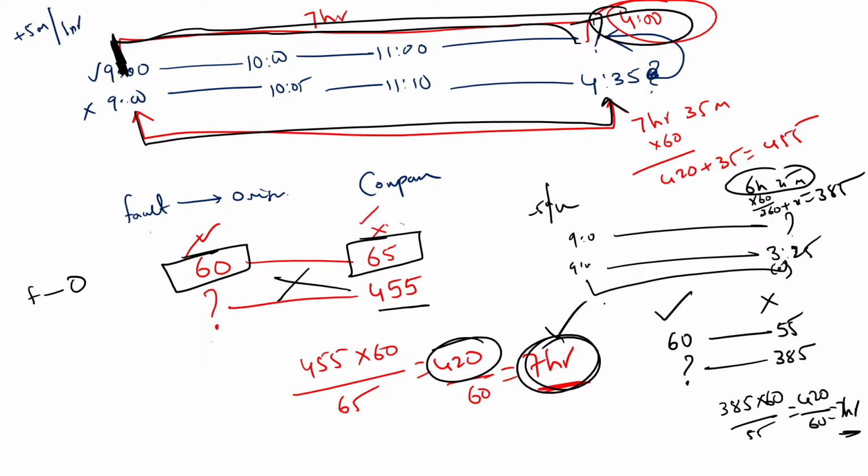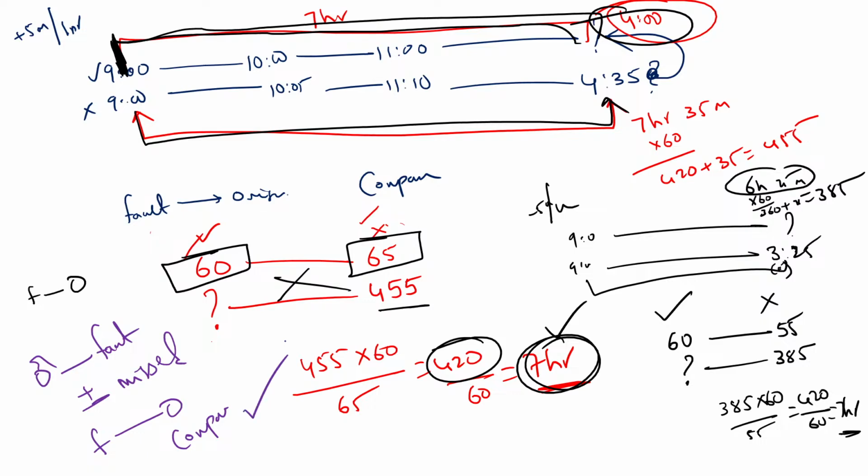Similarly for a losing case. I am going to repeat one last time. If it is original clock to faulty clock, you are going to add or subtract the missed time. But if it is from faulty clock to original clock, you are going to compare. Remember, the comparison method can be used for both cases. But the addition and subtraction can be used only for the first method, not the second one. The comparison method, like 60 equals 65, 60 equals 55, you can use for both faulty to original as well as original to faulty.